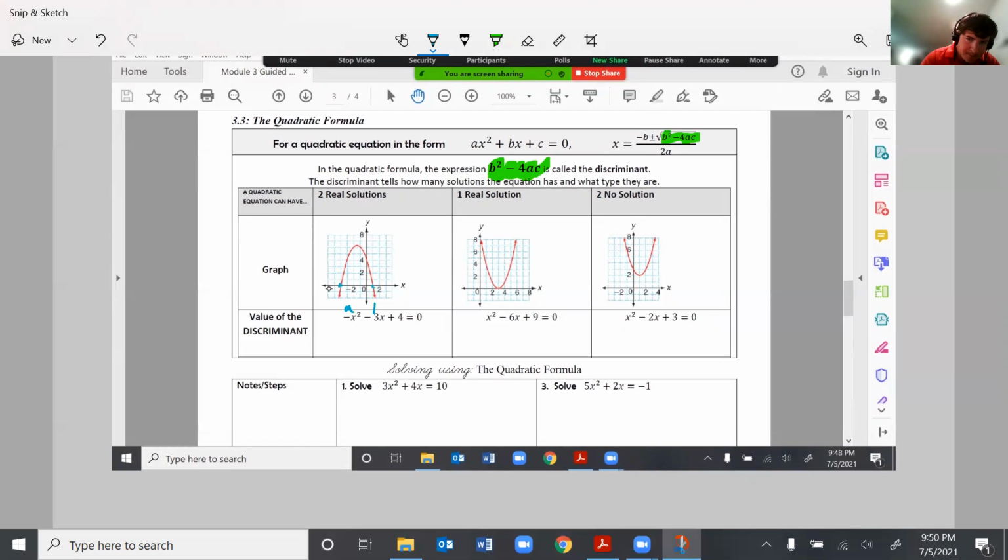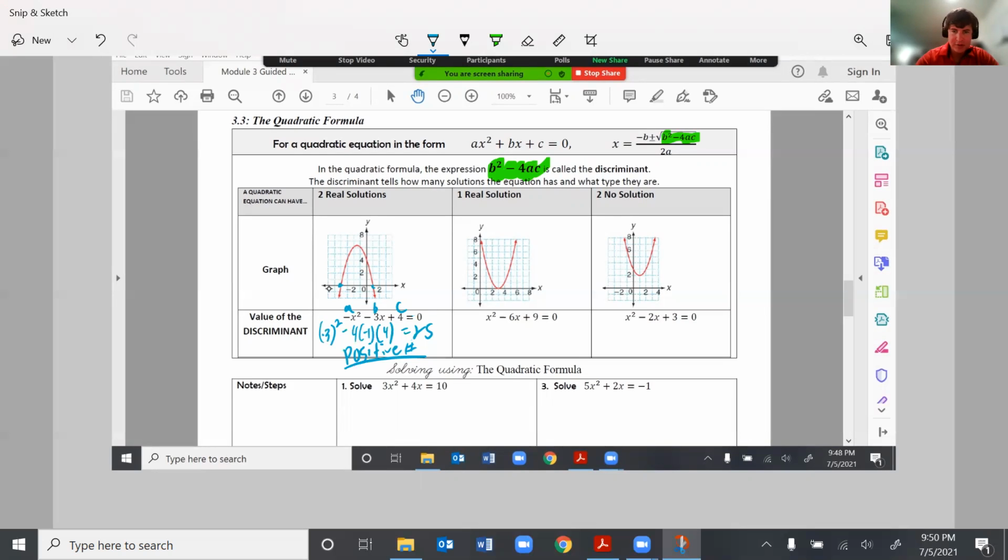We have a, b, and c. To find the discriminant, it's just b squared minus 4ac. So it's negative 3 squared minus 4 times negative 1 times 4. And that gives me 25, which is a positive number. Anytime you get a positive number, you know you have two solutions. The reason for that is if you take the square root of 25, that'd be plus or minus 5.